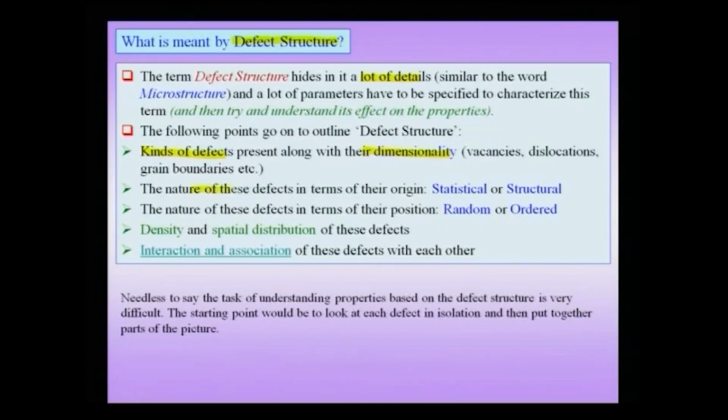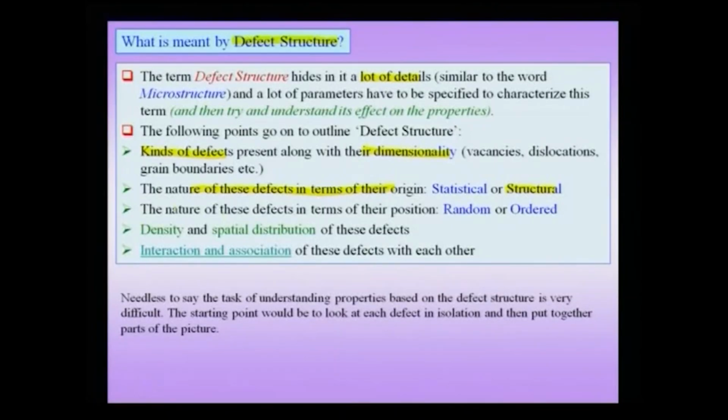We need to understand the nature of these defects in terms of their origin. For instance, are these defects statistical in nature or are they structural in nature? Some of these terms may be new to you, like what is meant by a structural defect or a statistically stored defect. We will briefly take up these terms in the coming slides to understand this kind of classification of defects.